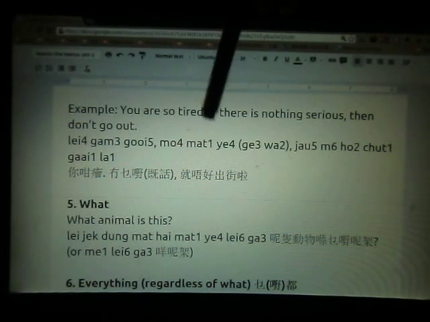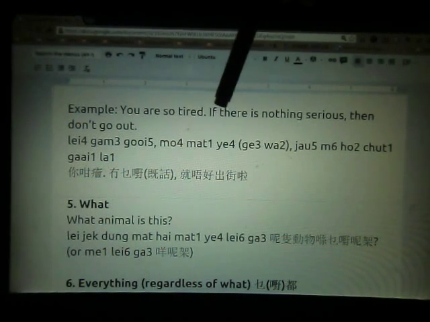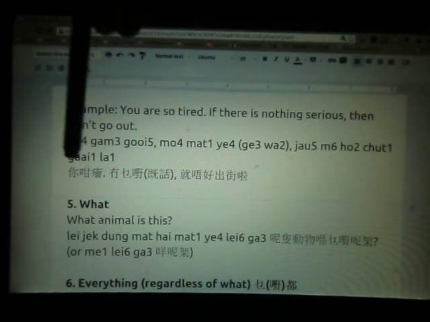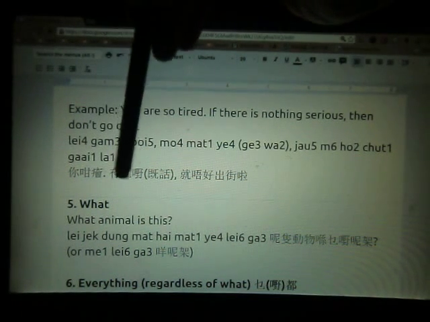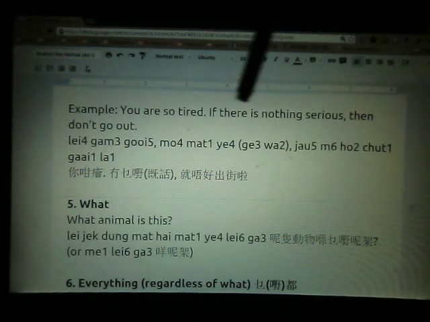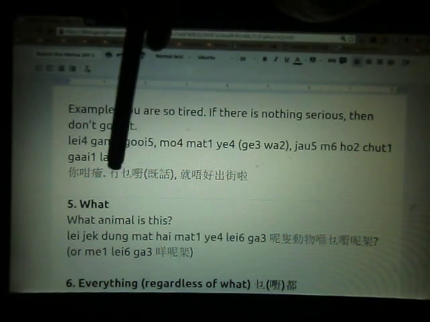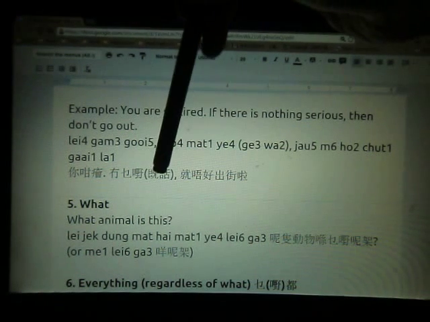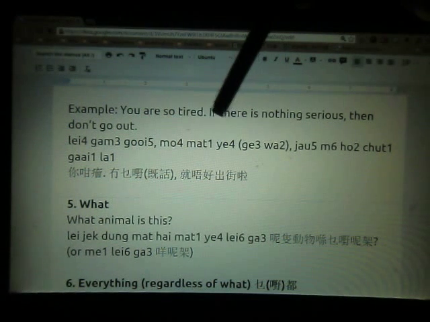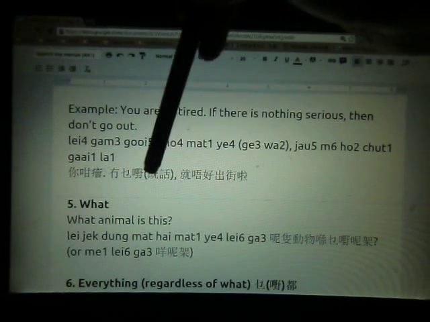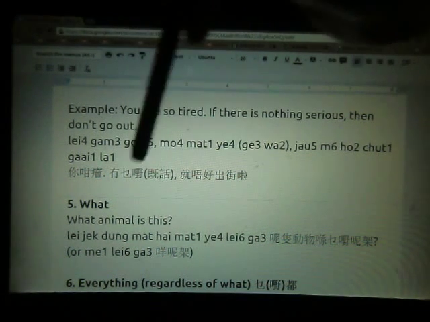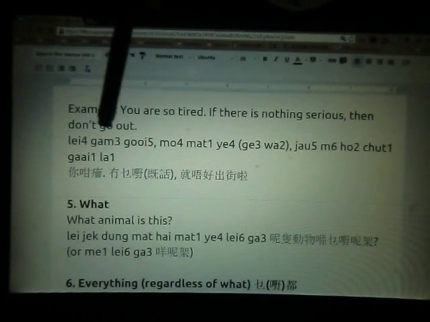So in Mandarin, for the word if we'll use 如果, but here in Cantonese we actually don't even need 如果, okay? So 你咁攰, you're so tired. 冇乜嘢. If there's nothing serious, 冇乜嘢, it's not much thing. 嘅話 can be used to replace 如果 in Mandarin, right? Or which is if in English. But then we can omit 嘅話, okay? So we just say 冇乜嘢 then don't go out.